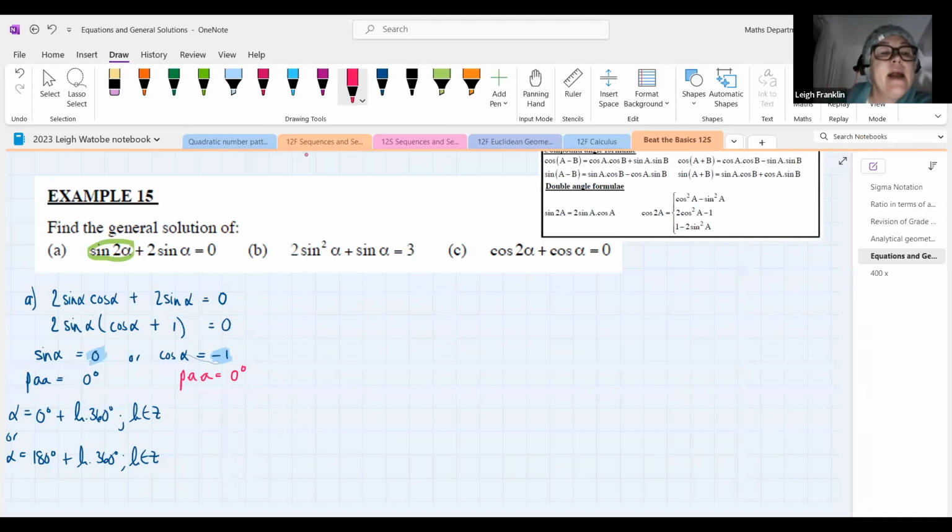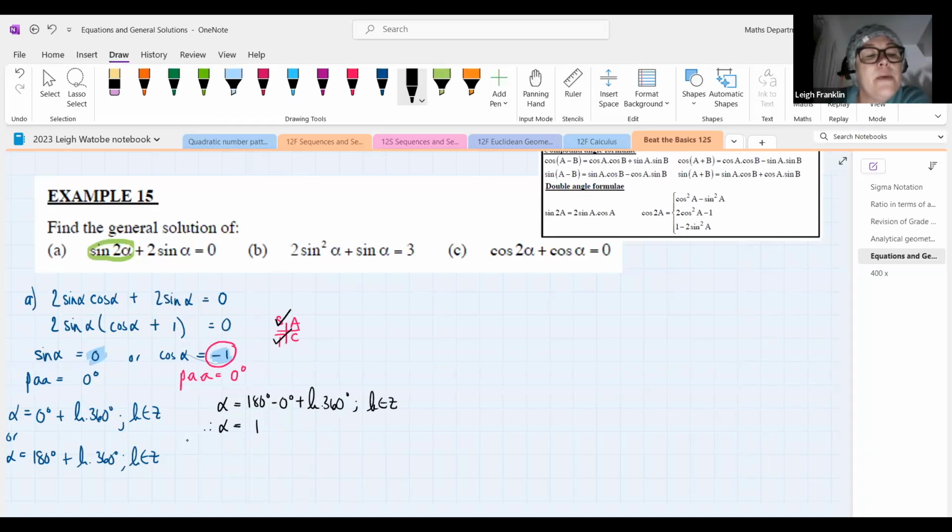0 degrees. Now, the fact that this is negative tells us which quadrants we should work in according to our CAST diagram. Okay, so in which two quadrants is cos alpha negative? It is negative in quadrants 2 and 3. Okay, so alpha would be equal to, this is now quadrant 2, 180 minus 0 plus k times 360, k is an element of the integers. Okay, so alpha would be equal to 180 plus k times 360, k is an element of the integers.